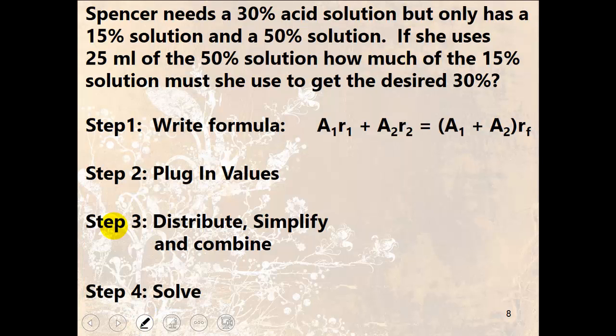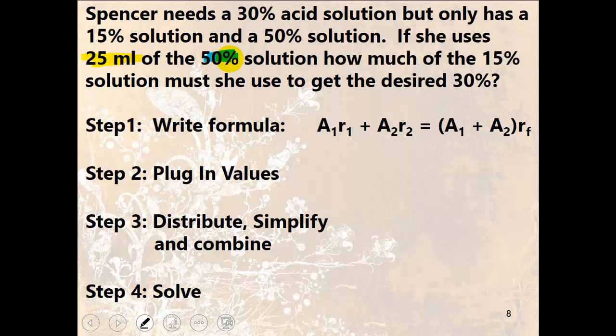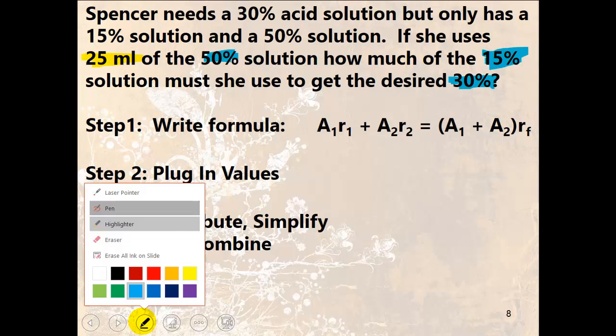This is an amount, okay? That's the only amount that we know. 50 is a rate. 15 is a rate. 30 is a rate, okay? So here's what we're going to do.